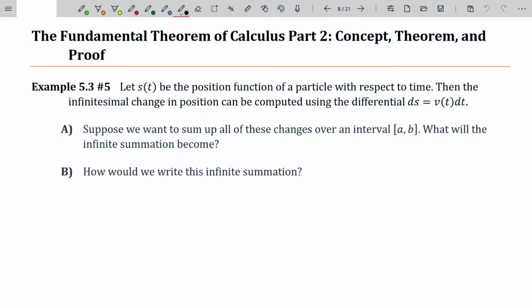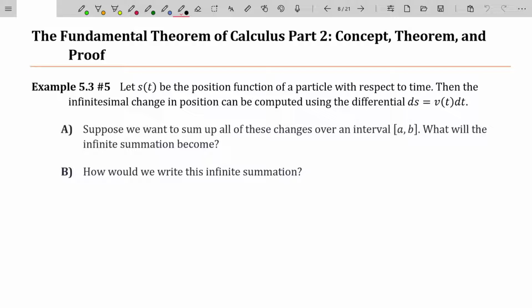Hello, my name is Roy Simpson, professor of mathematics at Cosumnes River College in Sacramento, California. This video is the fourth in a series on the fundamental theorem of calculus. The first one was actually an introduction to the integral function. The second was the concept, theorem, and proof of the fundamental theorem of calculus part 1.